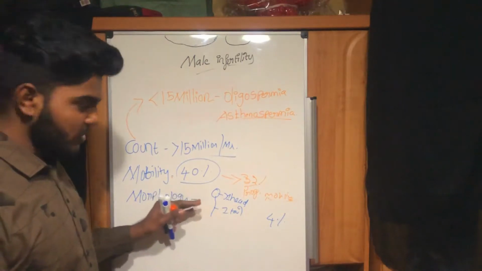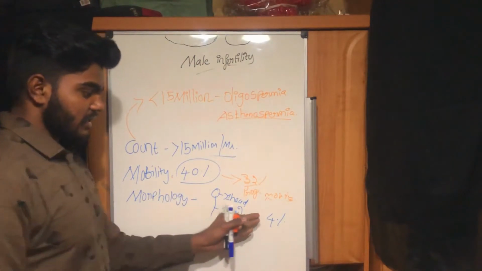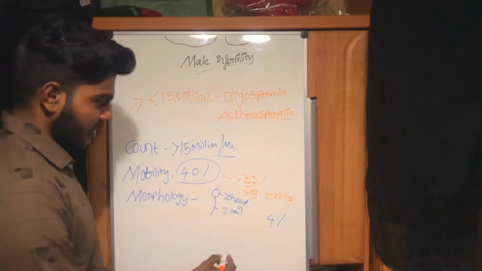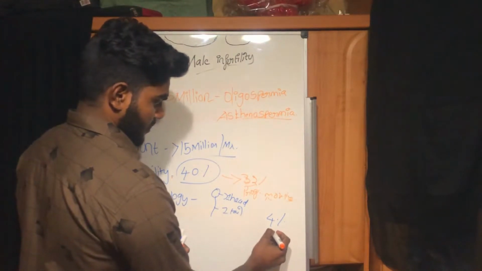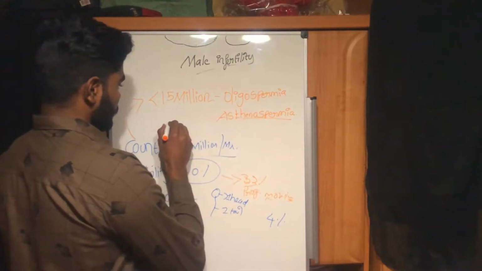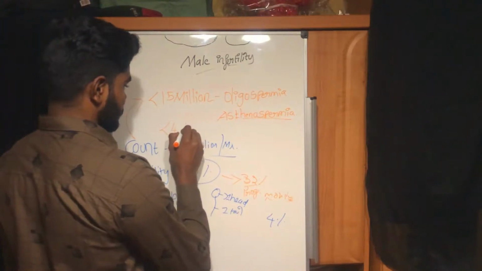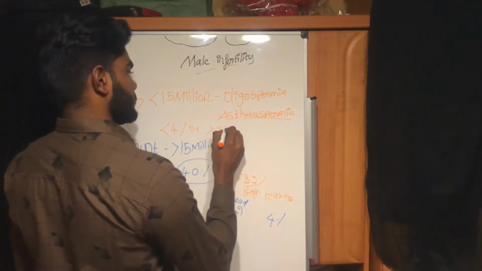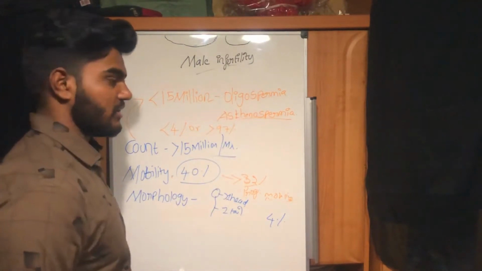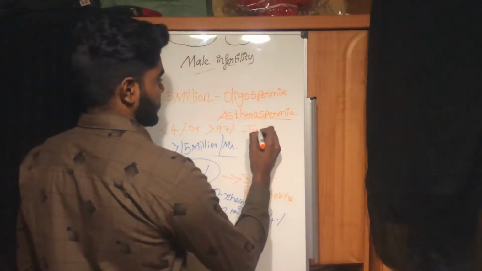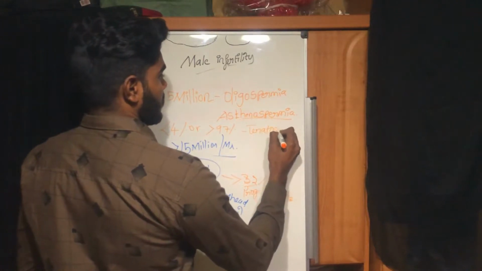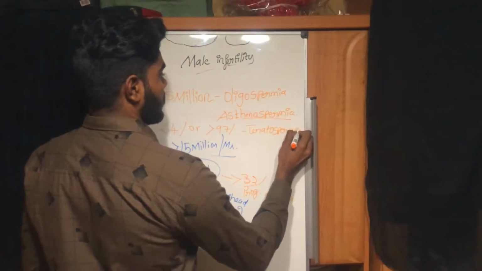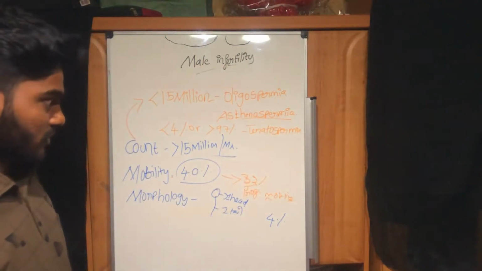If the morphological condition is less than 4%, or more than 97% is abnormal, this condition is called teratospermia.